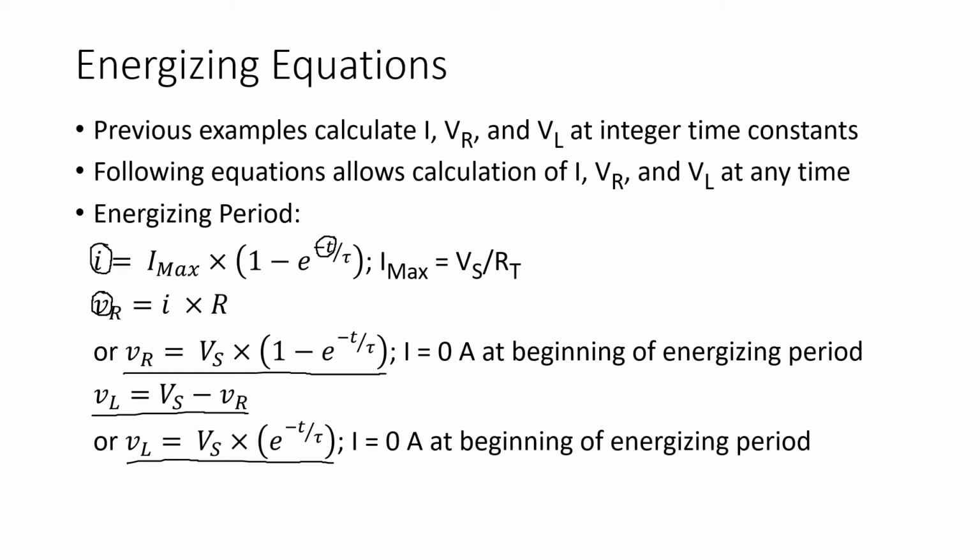Again, this is an instantaneous quantity. The inductor voltage equals V source times e to the negative t over tau. Again, we have to assume that the current through the inductor is 0 at the beginning of the energizing period.